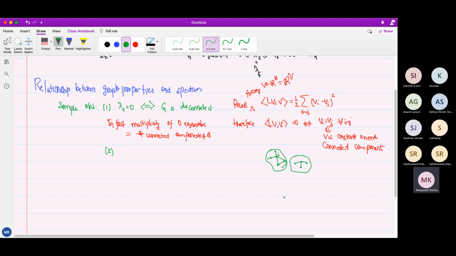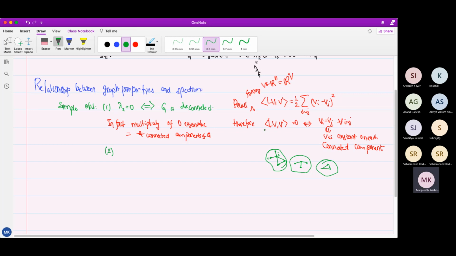So you get it from here. Once you have different connected components, you can take how many different bases I have. I can take one constant vector here, one constant here. For example, you can take the all-one vector here, 0 elsewhere, the all-one vector here, 0 elsewhere. So the basis is just as many as the number of connected components you have.